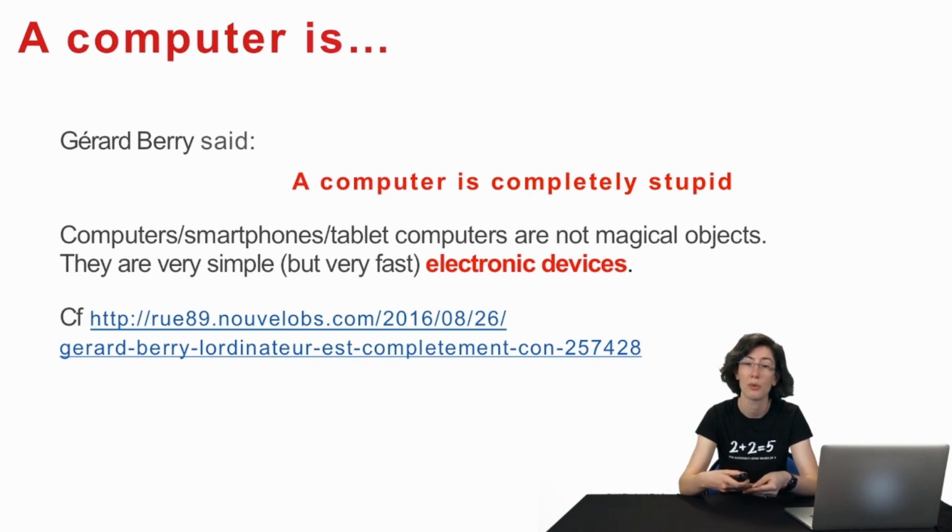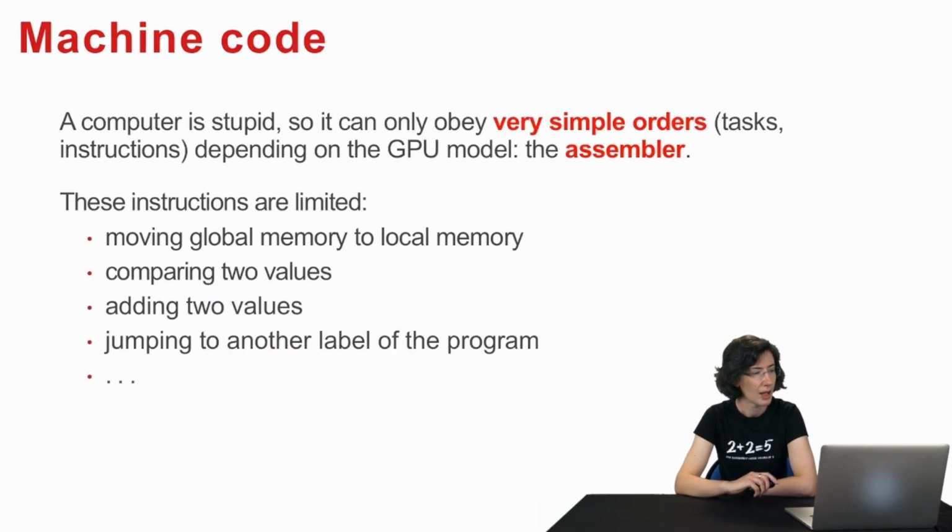Its electronic system is very advanced, very complex, but still, it's only an electronic system. So a computer is stupid, it can just obey simple orders, and these simple orders are machine code, also known as assembly language, which depends on your CPU. So these instructions are very limited.